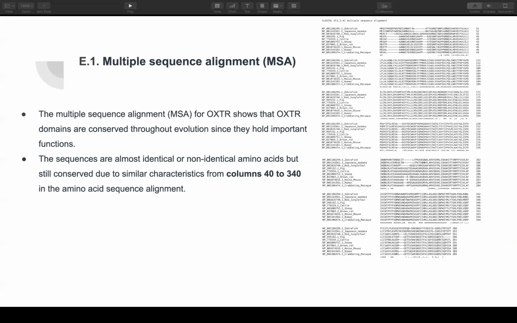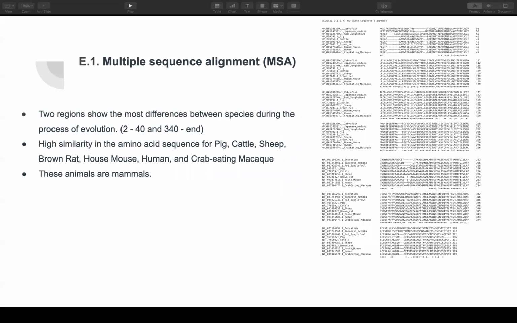So we can tell that in the multiple sequence alignment of the oxytocin receptor domain from column 40 to column 340, the sequences are almost identical, maybe not identical, but these amino acids are still conserved due to similar characteristics. And the two regions that differ are at the beginning and the end. So from column number 2 to 40, and from 340 to the end.